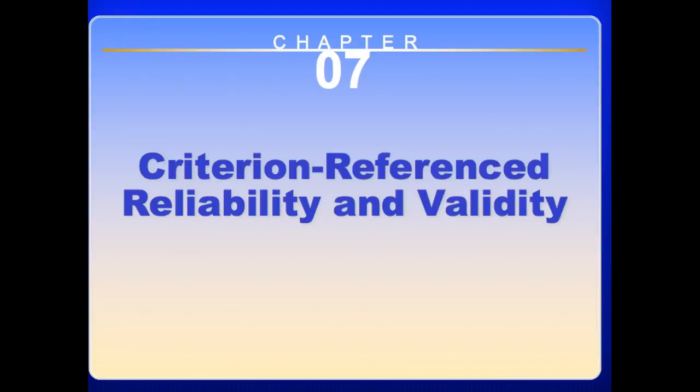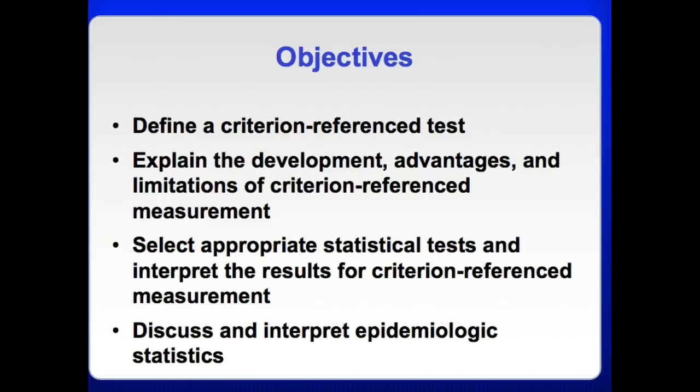Criterion reference, reliability, and validity. Objectives: Define a criterion reference test. Explain the development, advantages, and limitations of criterion reference measurement. Select appropriate statistical tests and interpret the results for a criterion reference measurement. Discuss and interpret epidemiological statistics.